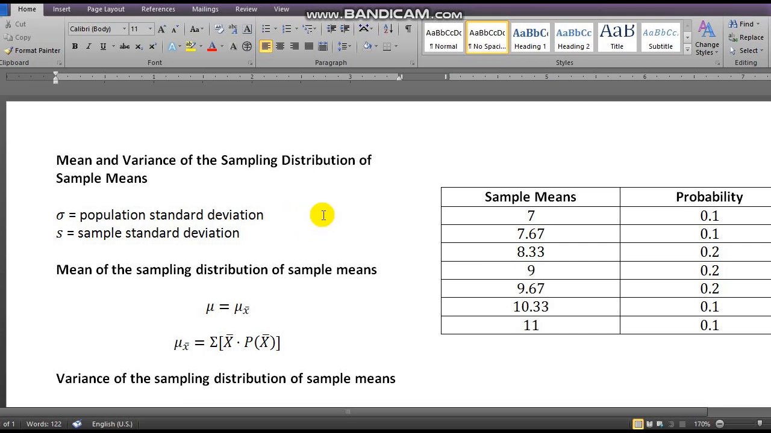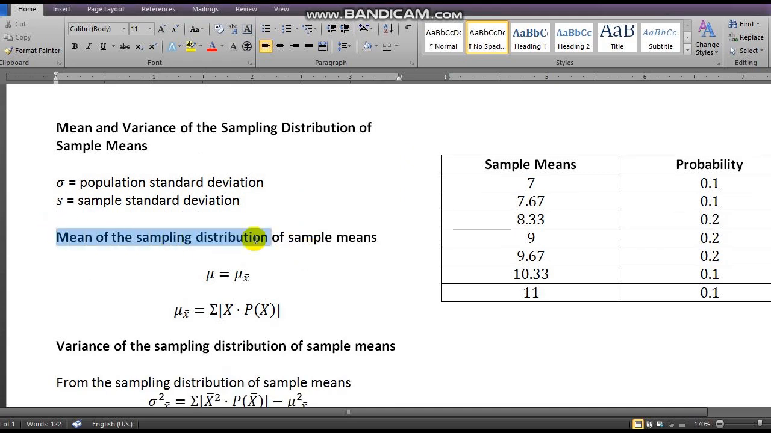Before we tackle the mean and the variance, let's introduce another variable that is necessary for our study here. This sigma here refers to the population standard deviation. We've been using this since our first video in statistics. So remember that this symbol refers to the population standard deviation, while for the sample standard deviation, we make use of this small letter s.